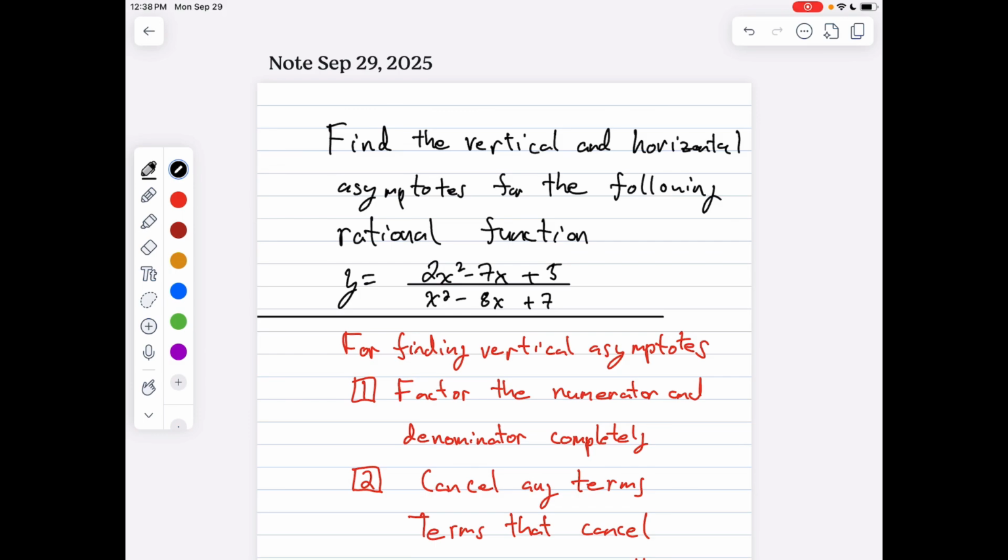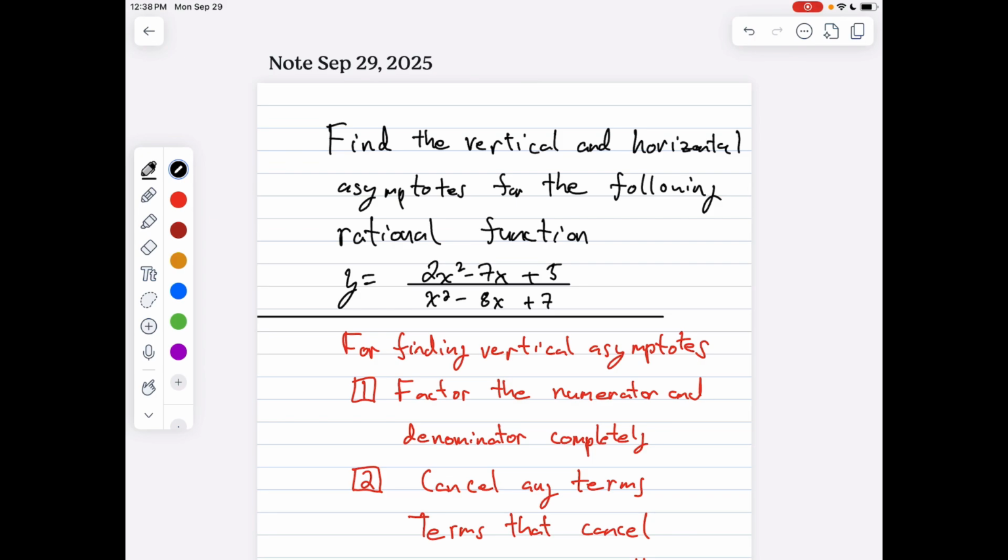All right, hello everyone. So today we're working with a precalculus problem. We have: find the vertical and horizontal asymptotes for the following rational function. So we have y equals quantity 2x squared minus 7x plus 5 divided by quantity x squared minus 8x plus 7.